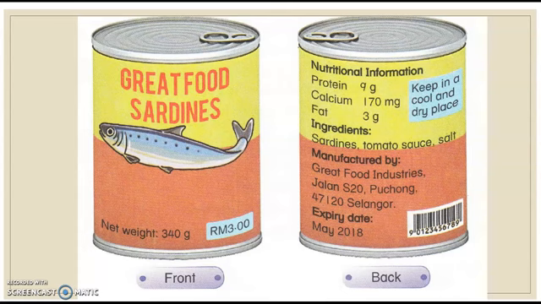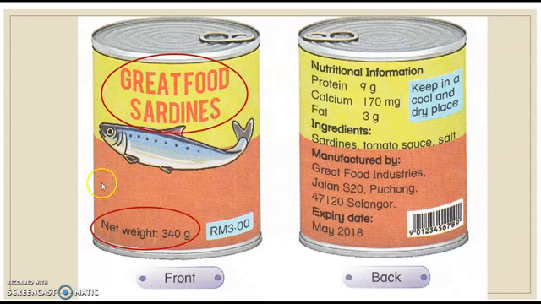If we look at a tin, there's the front part and the back part. So, what do we need to check on when we are trying to get a tin food? First of all, look at the name of the product. This is the name of the product, grapefruit sardines.